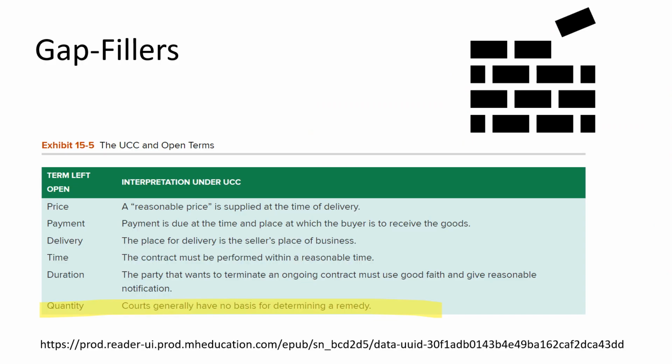Gap fillers. So if there are certain gaps in a contract covered by the UCC, that will not make the agreement unenforceable. The UCC will supply what are called gap fillers. You can see from this table from the book, if the price term is left open, then under the UCC, a reasonable price is supplied at the time of delivery. If you don't have a payment term, well then payment will be due at the time and place at which the buyer is to receive the goods. Don't have information regarding delivery, then the place of delivery is the seller's place of business. So you can see there that the UCC is filling in the gap of the contract.